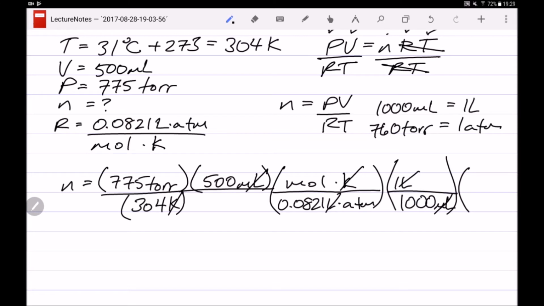So we'll set this up. 760 torr, 1 atmosphere. And then the torrs cancel with torrs, and atmospheres cancel with atmospheres, and everything cancels except for moles, and moles is on top, which is what I wanted because moles is the unit for number of moles of gases. So I feel good about myself because my units work out. It's very important to analyze your units in an ideal gas law problem. It's actually very important to analyze your units all the time, always, but doubly true of an ideal gas problem.